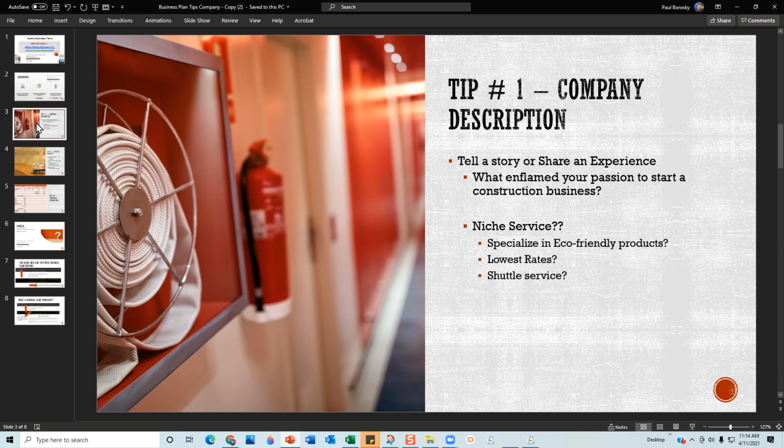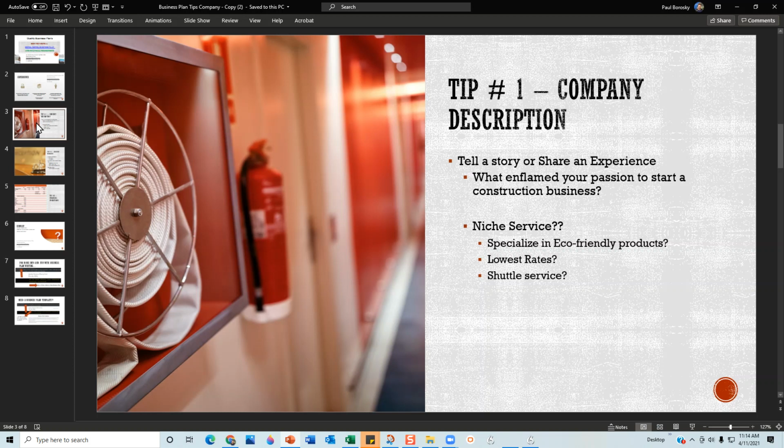Make sure to start your company description section with a story or share an experience, and just let the reader know that you're not in this just to hit it and quit it. You're going to be in this for the long run, and this is the driving factor for you. Your parents may have owned a hotel or motel, or you've spent your life working in hotels, and you've got your education degree in hotel management or what have you.